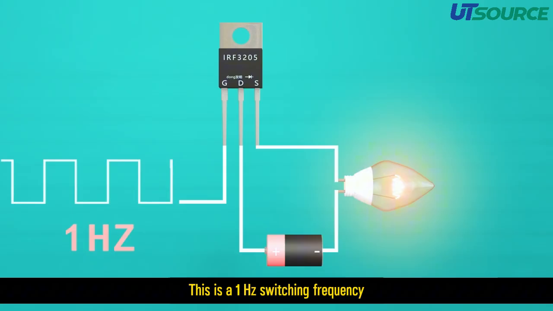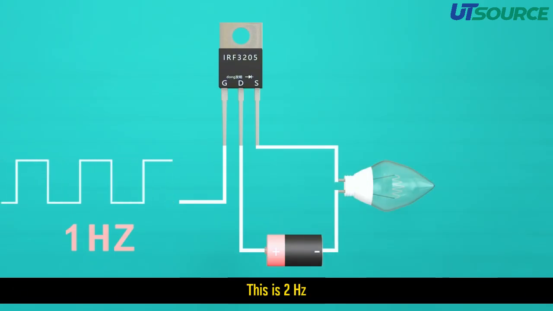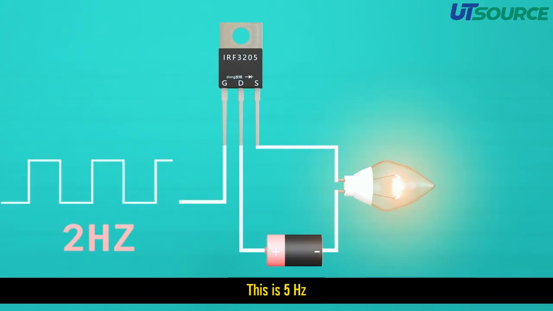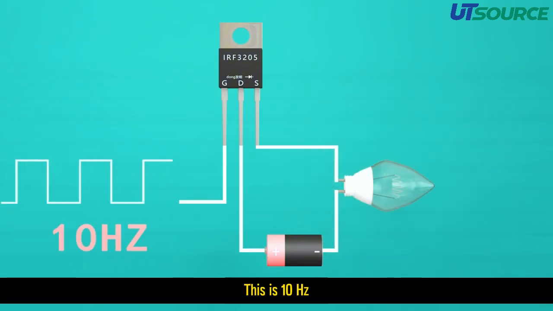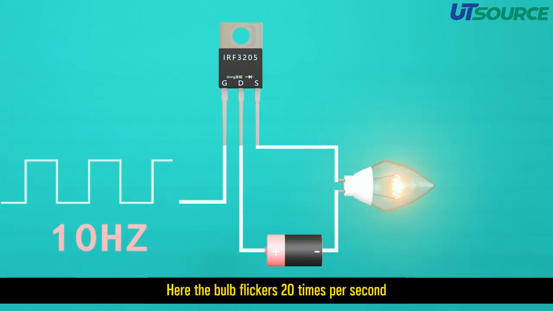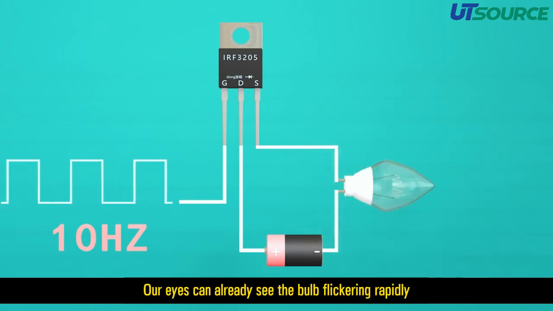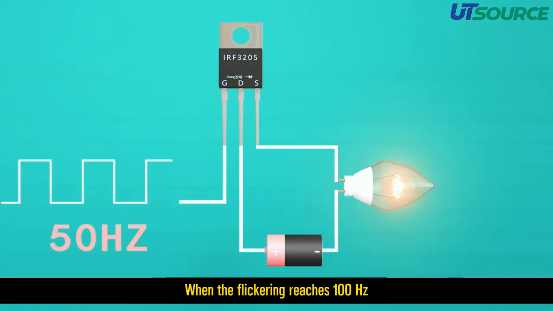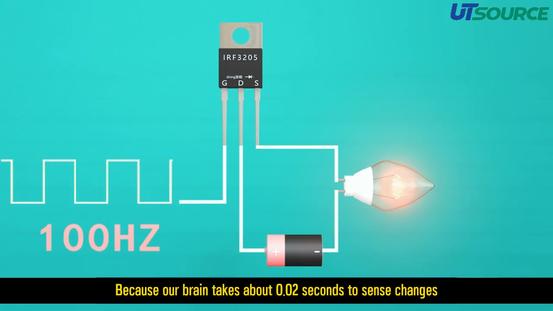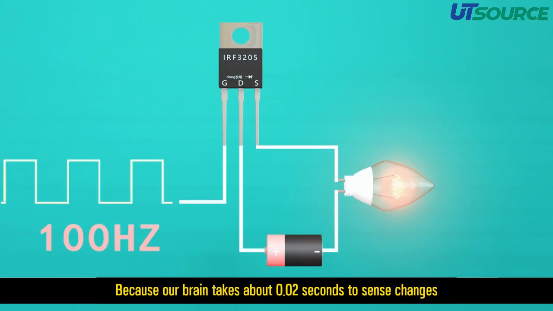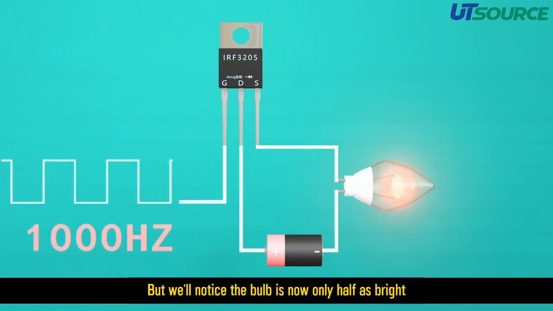This is a 1 Hz switching frequency. This is 2 Hz. This is 5 Hz. This is 10 Hz. Here the bulb flickers 20 times per second. Our eyes can already see the bulb flickering rapidly. When the flickering reaches 100 Hz, we can no longer see the flicker, because our brain takes about 0.02 seconds to sense changes. Even if we increase the frequency more, we won't notice changes, but we'll notice the bulb is now only half as bright.